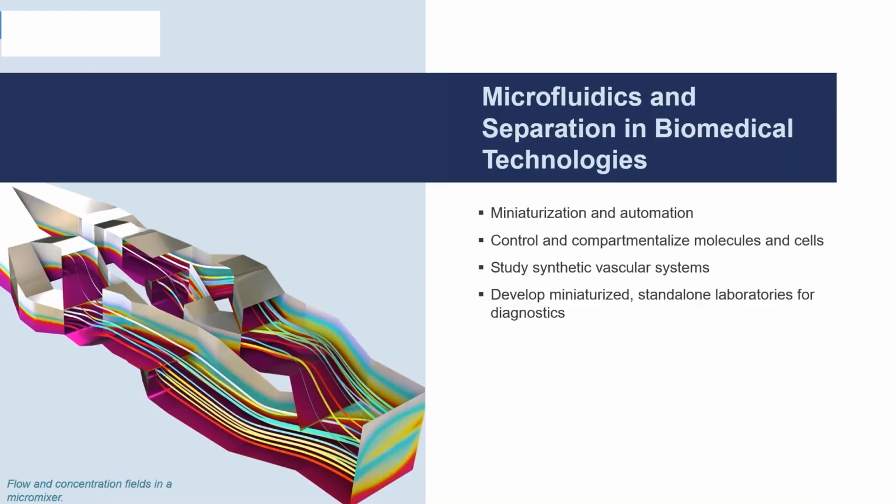The next section is on microfluidics and separation in biomedical technologies. Again, this is a session that you'll see later today. And the main thing to keep in mind here is that on the small scale, there's different types of physics that become important, and they pose both challenges as well as opportunities. And so this is, again, a result of miniaturization and automation. And these are for things like blood tests, also different types of nucleic acid biochemistry.